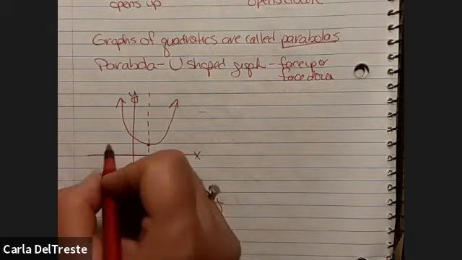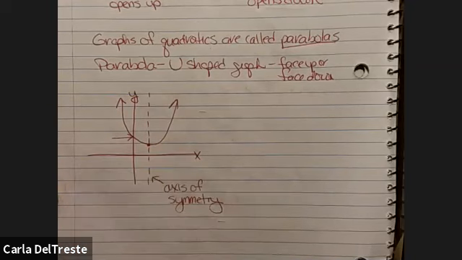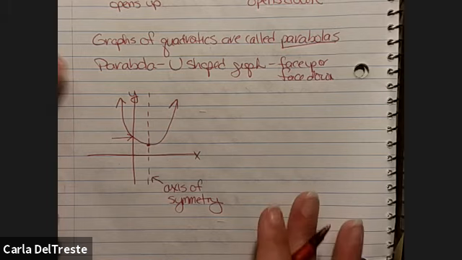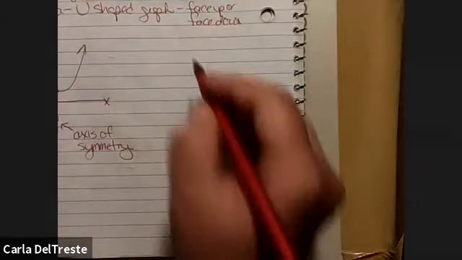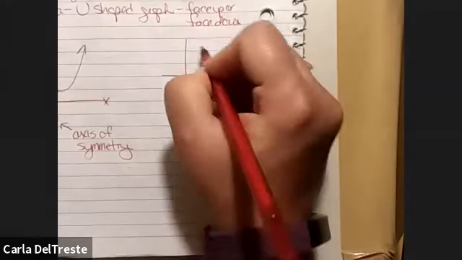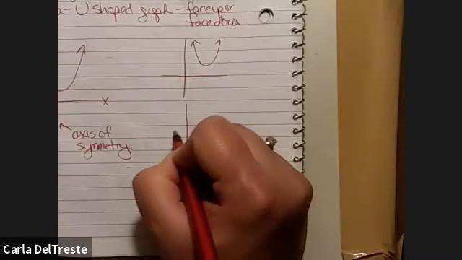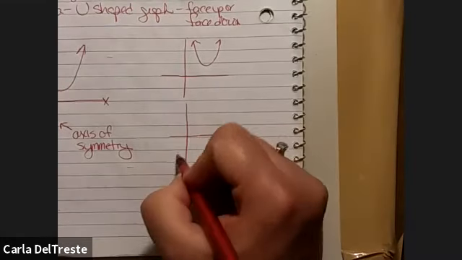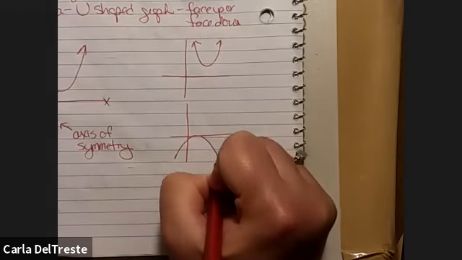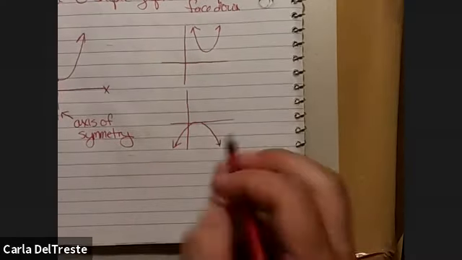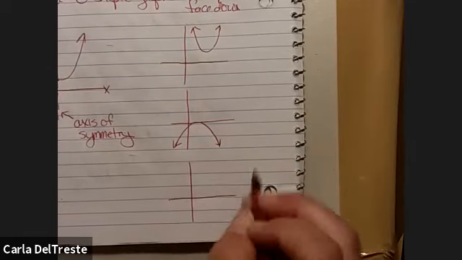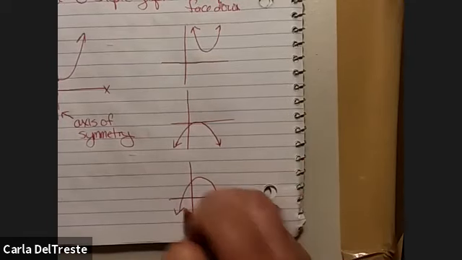Notice that it crosses the y-axis. So parabolas can have y-intercepts. They will not always have x-intercepts. So let's look at 3 examples. I can draw the one that I just had. Let's look at one like this. I can draw one that looks like this. And I can draw one that looks like this.